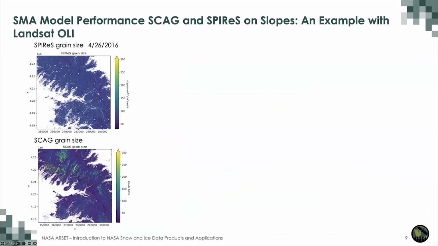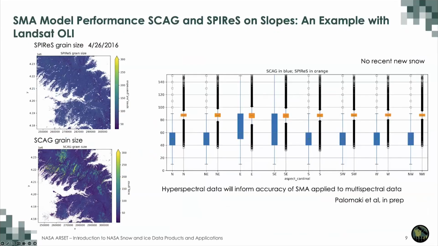When we look at the distribution of grain sizes across aspects, the box and whiskers plots on the right show that the southern and eastern aspects from the SCAG model have larger grains. This is represented by that larger extent of those blue boxes for the east and southeast directions. And this makes sense because those slopes receive more sunlight than northern facing slopes. So we're still investigating the accuracy for this Landsat scale data.